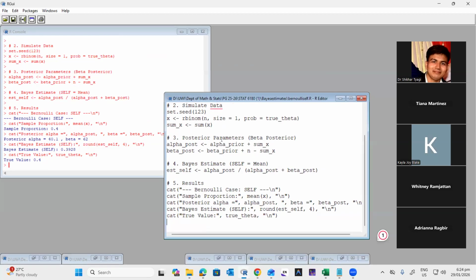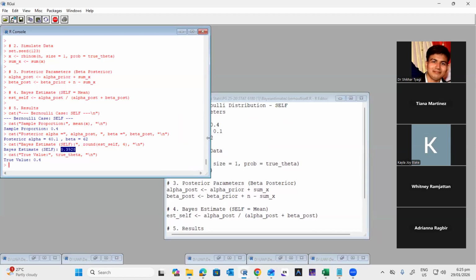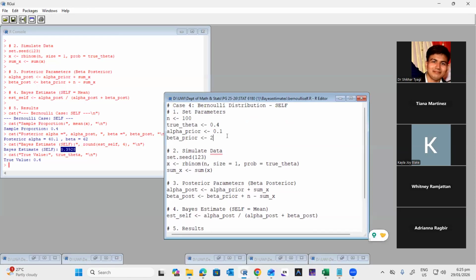All right. So it slightly changed when we change the value of the prior. So we are not changing the sample, but we are changing the values of the hyperparameters of the prior distribution from 2 to 0.1 and 2. So now the estimated value is 0.39. So estimated values are changing based on your choice of the prior.